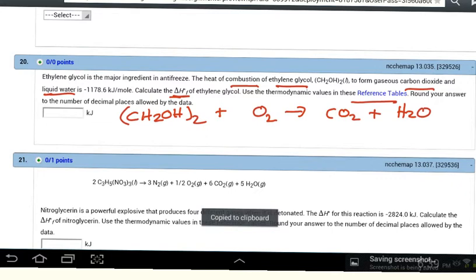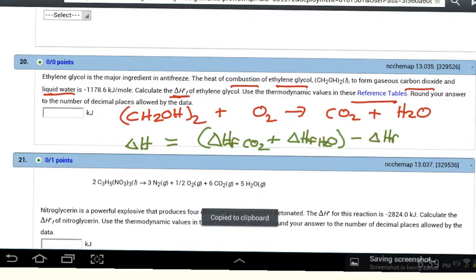From there, if we're going to use the reference tables, we could figure out the delta H of this reaction if we did the products minus the reactants. So we would take the delta H of formation of CO2, we would add it to the delta H of formation of water, we would subtract that from the delta H of formation of the ethylene glycol, and the delta H of formation of oxygen. So that's what we typically do.